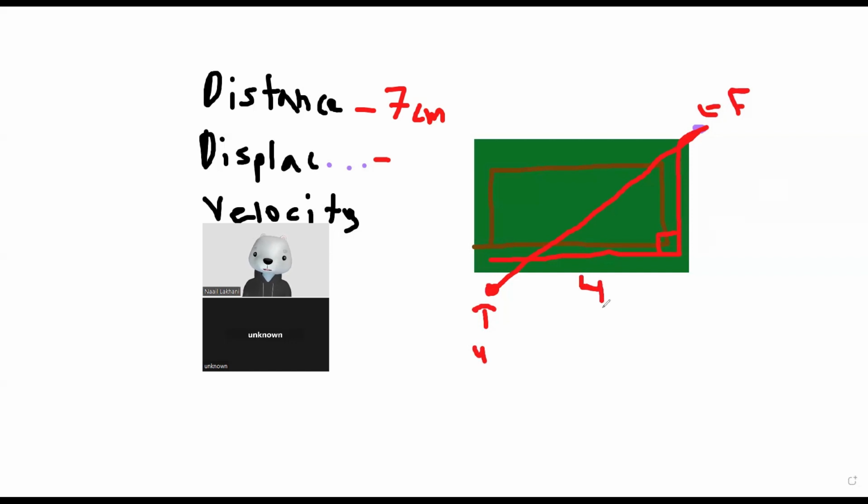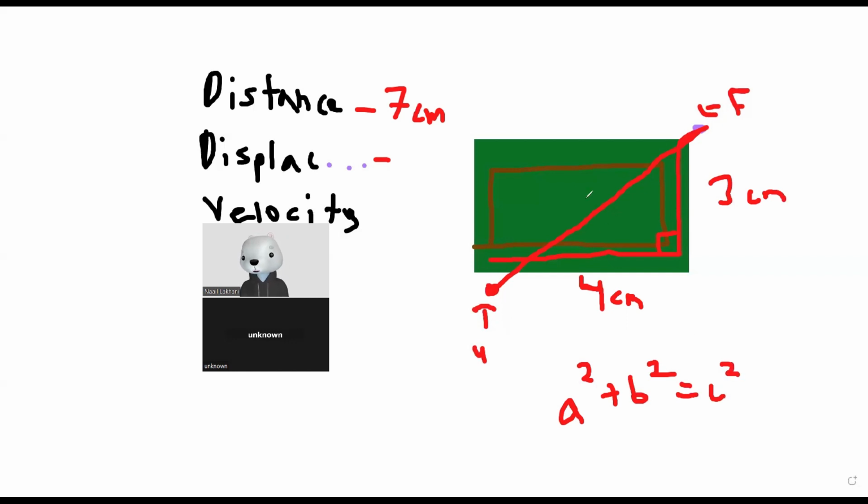Okay, let's say it's 4 centimeters to the right and 3 centimeters up. To calculate displacement in such an example, you can just use the Pythagorean theorem: a squared plus b squared equals c squared. In this case, your hypotenuse, or your displacement, will be the c.